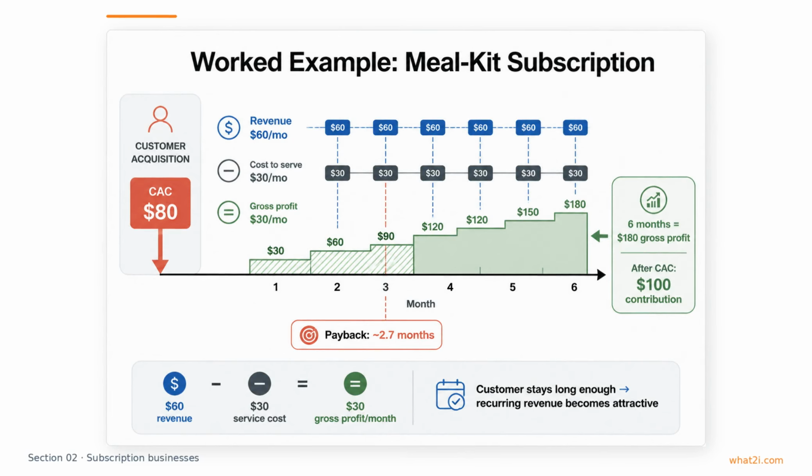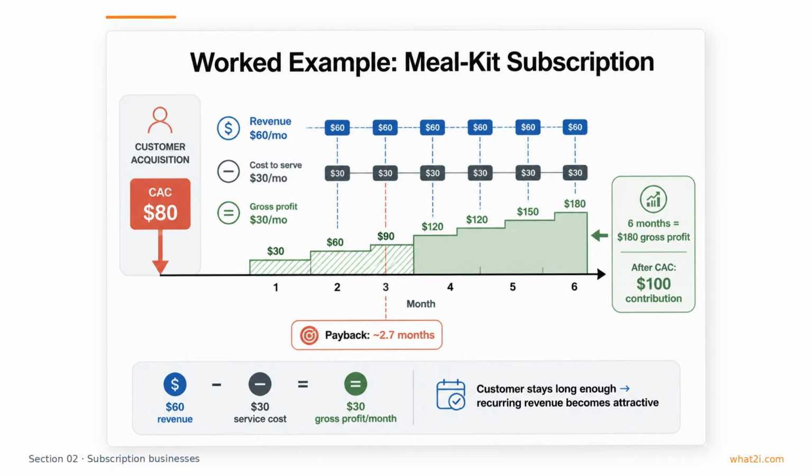Consider a meal kit subscription with $60 of monthly revenue and $30 of monthly cost to serve. That leaves $30 of monthly gross profit per customer. If customer acquisition cost is $80, the business needs a little under 3 months to recover that spending, roughly 2.7 months. After that point, each additional month becomes economically attractive because the gross profit is contributing beyond the original acquisition cost.